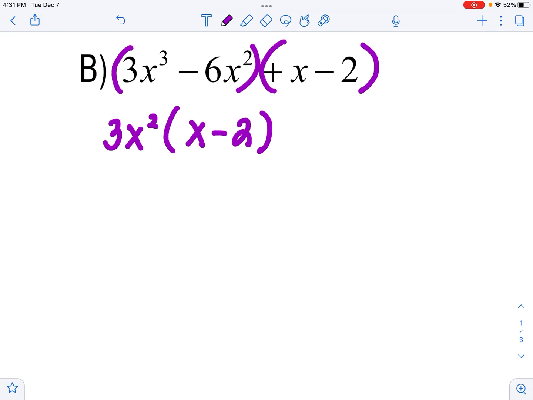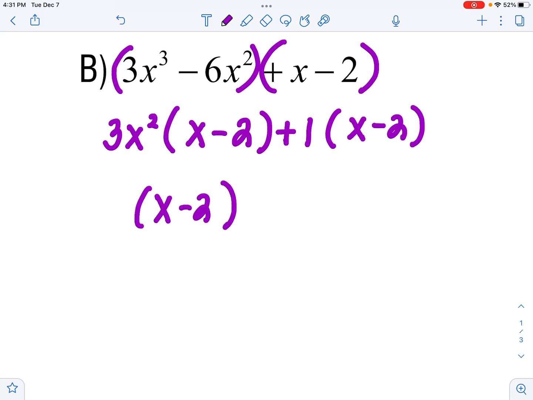And now I need to group these 2 together and see what the GCF is. If you look, the only thing they have in common is a 1. I still want to factor out that positive 1, and I have x minus 2. Notice they have an x minus 2 in common, so I'm going to write down the x minus 2. And now I'm going to write my other factor, which is 3x squared plus 1.